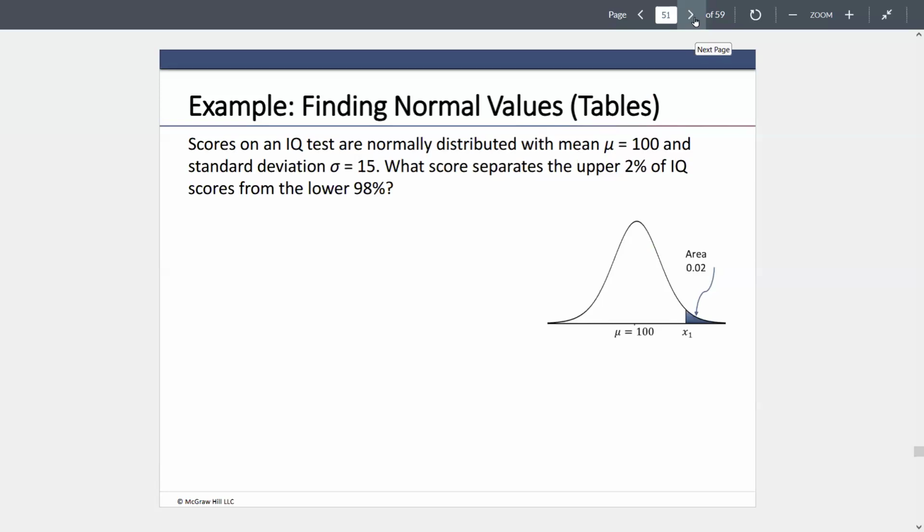Scores on an IQ test are normally distributed with a mean of 100 and a standard deviation of 15. We want to know what score separates the upper 2% of IQs from the lower 98%. So we've got the picture here, but really what we're saying is we're looking for something that splits the upper 2% from the bottom 98%. Together that makes 100%. So we're looking for a z-score here so we can go backwards and find an x score.